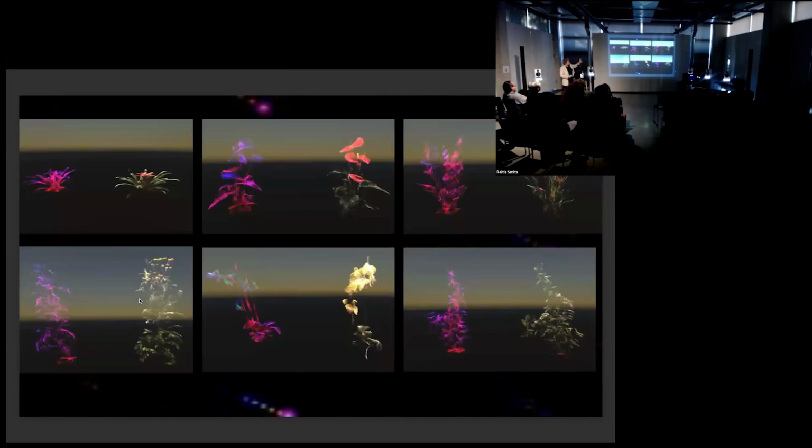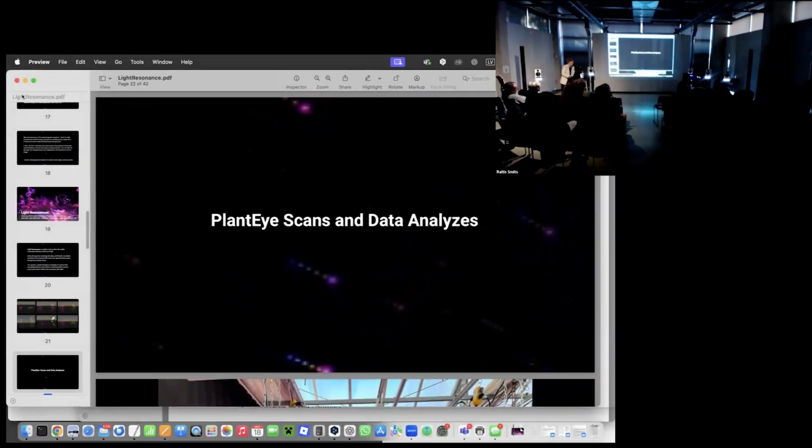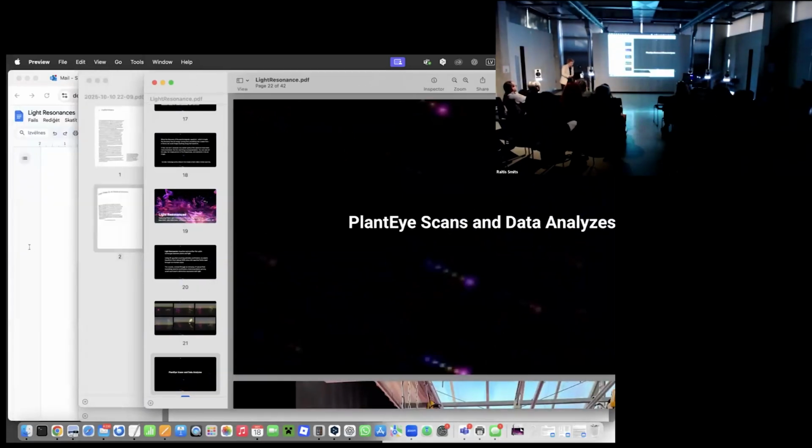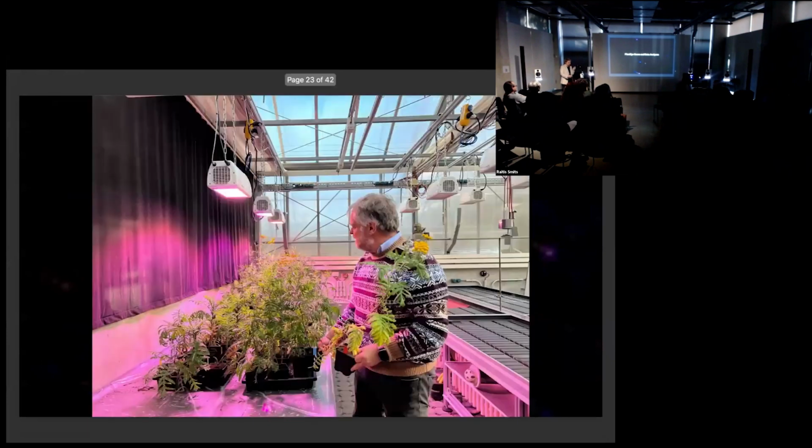I selected these 6 scans, RGB, and then the modified spectrum. This is the spectrum which is potentially perceived, maybe even as lights, that maybe some animals see. This PlantEye is another instrument, which, if carefully studied, can become interesting.